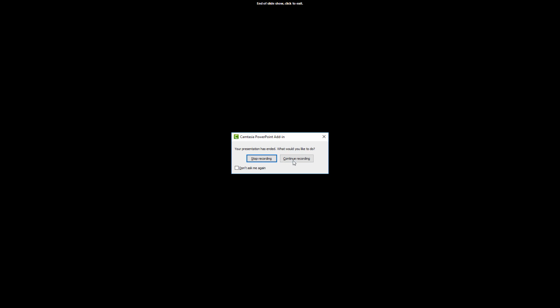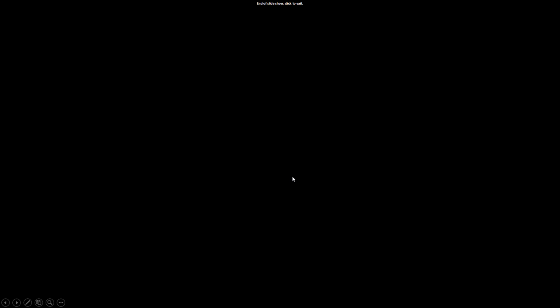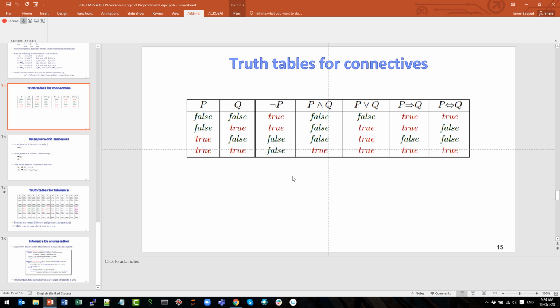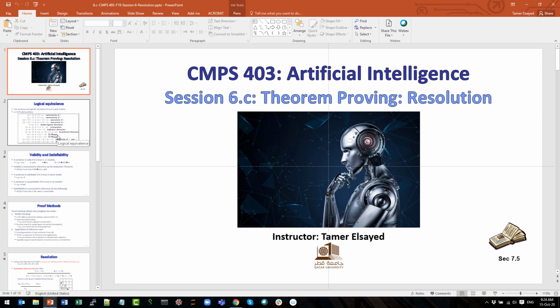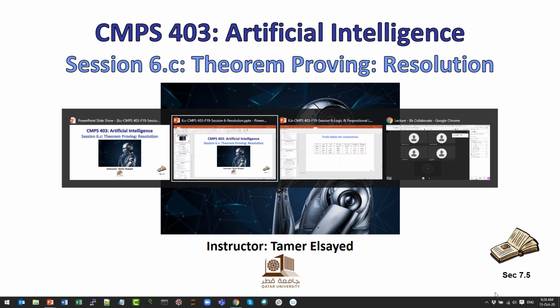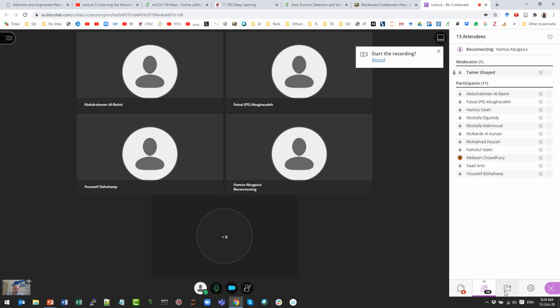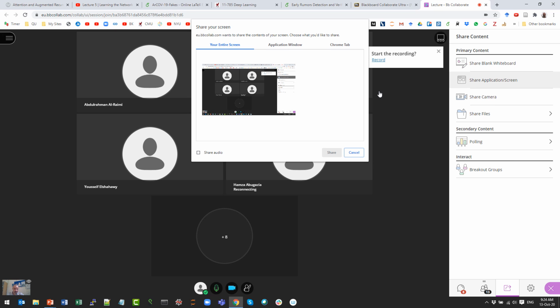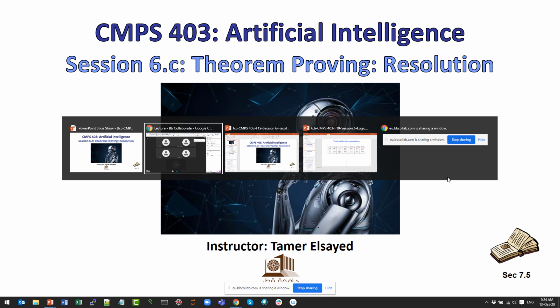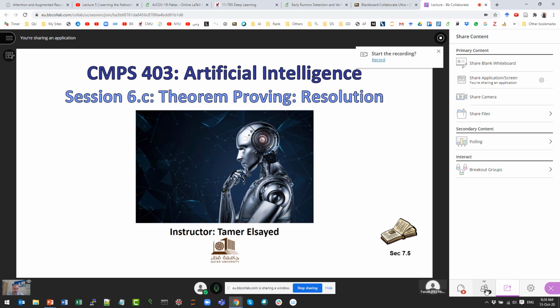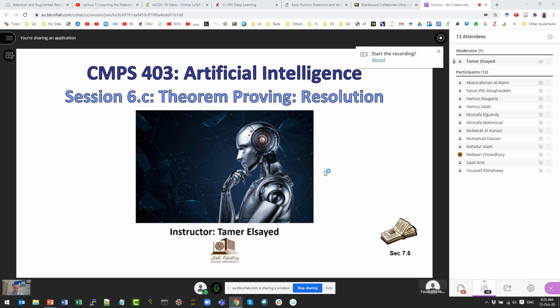Now we will switch to the second part of the lecture, which will be about an algorithm that is much more efficient than the model checking algorithm or the enumeration algorithm. This is called resolution. Let me share it with you now. I think you see the new slides now.